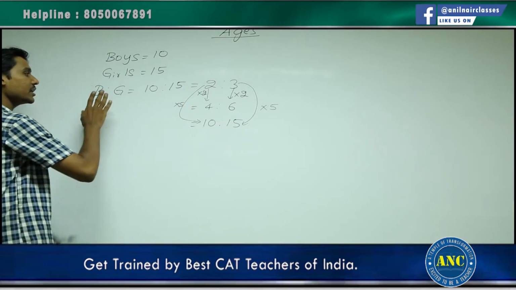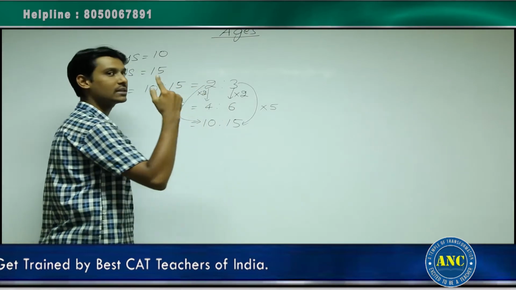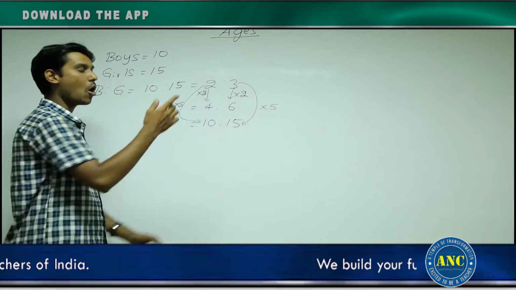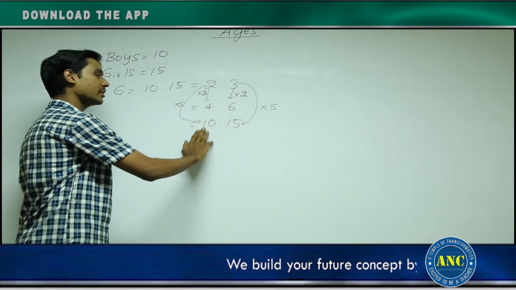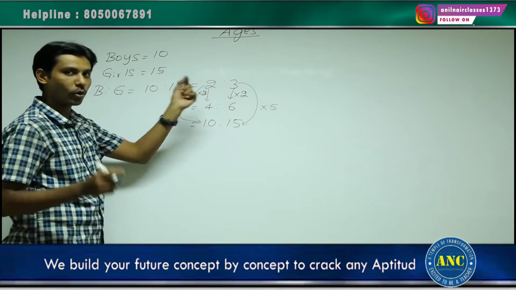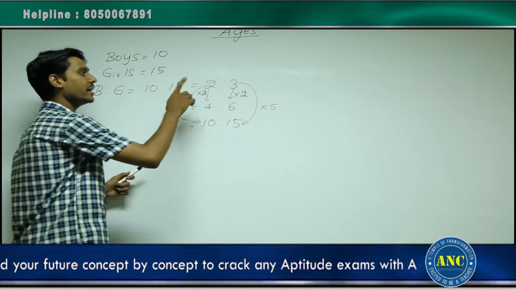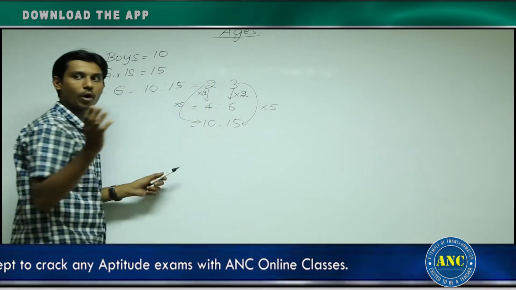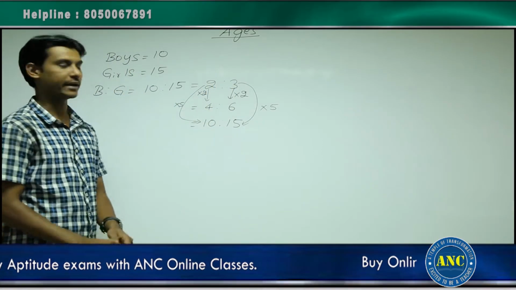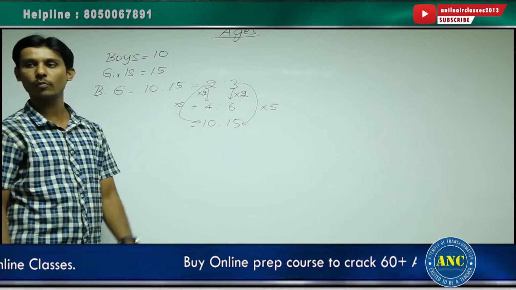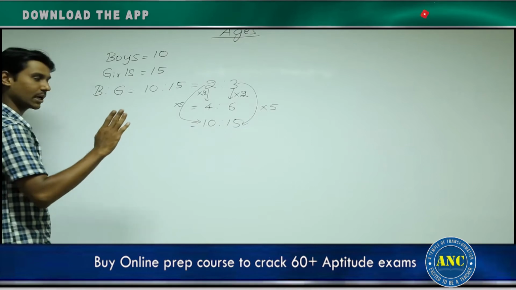That means a ratio of 2 is to 3 does not mean that there are only 2 boys and 3 girls. It may be 2 boys and 3 girls, or 4 boys and 6 girls, or 10 boys and 15 girls. It can be any of them. 2 is to 3 only means that for every 2 boys, there are 3 girls to form a group. It does not mean that there are only 2 boys and only 3 girls. Clear with that point, right?